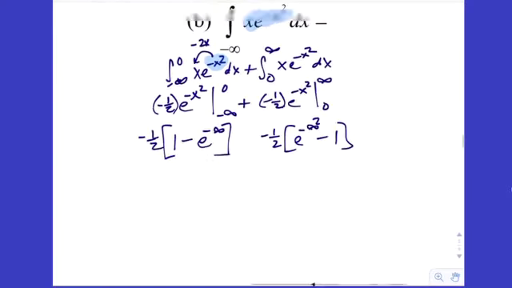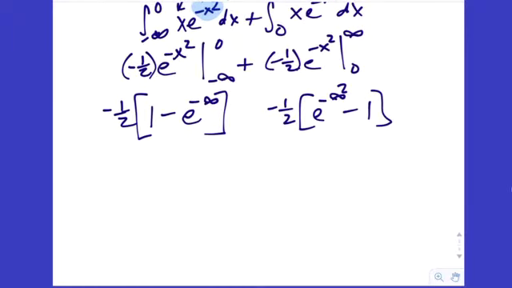which is 1. Can we stop there on a free response? No. If we did that, we would lose points for not having a limit, and we would lose points for not having a numeric answer. So, bad choice. Of course, what happens to e to the negative infinity, or the same thing as e to the negative infinity squared? They go to 0. So we end up with negative 1/2 times 1 is negative 1/2, minus negative 1/2 times negative 1 is positive 1/2.